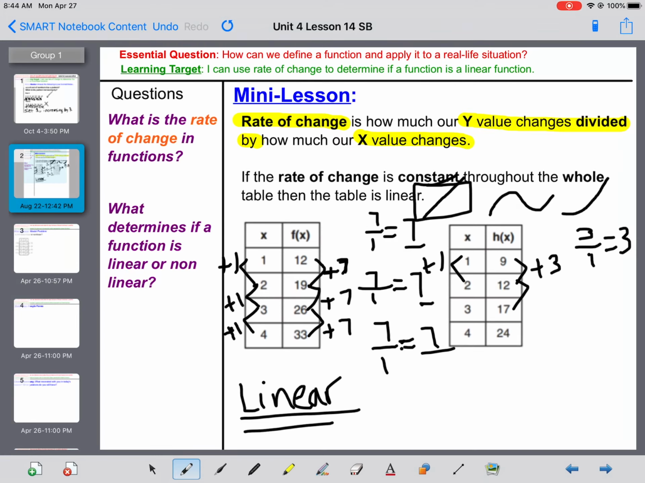From 12 to 17, not 3, that's plus 5. 2 to 3, that's plus 1. 5 over 1, we know that that's 5. Already we see 2 different numbers. So right away we should know this is non-linear.